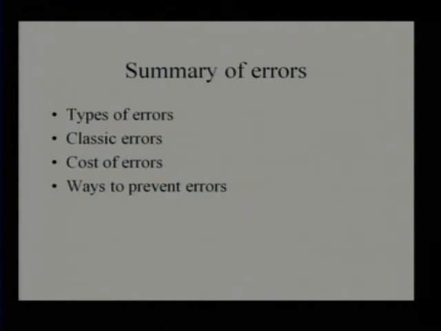The summary of the errors: there are types of errors. We talked about grammatical, syntax, logic, and classic errors. We gave several examples of those, and there's more written material that goes along with that. We talked about the cost of errors, and we talked about ways to prevent errors, such as having people review our work, the alpha team and the beta team.